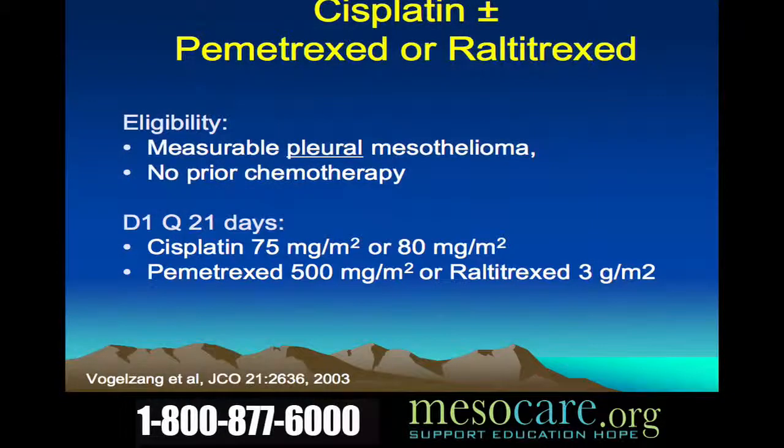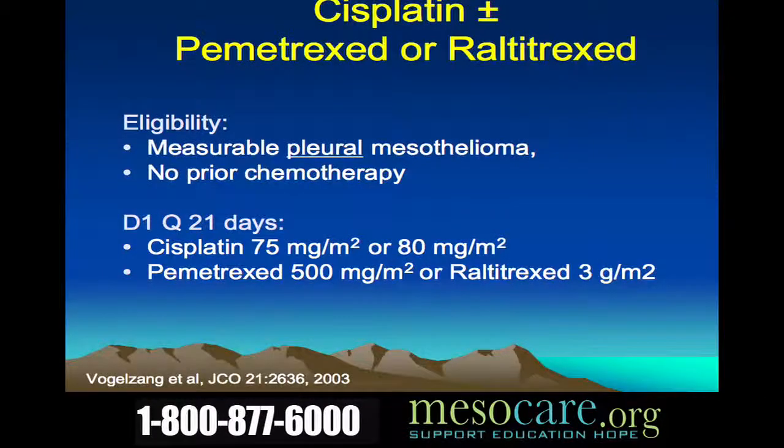These were the 2 studies looking at cisplatin plus pemetrexed. This was the Vogelzang study, and the cisplatin plus raltitrexed was a European study by Van Meerbeeck in pleural mesothelioma, first line, no prior chemotherapy. The doses for the American study were 75 for cisplatin, 500 for pemetrexed, and for the European study, 80 of cisplatin and 3 grams of raltitrexed.